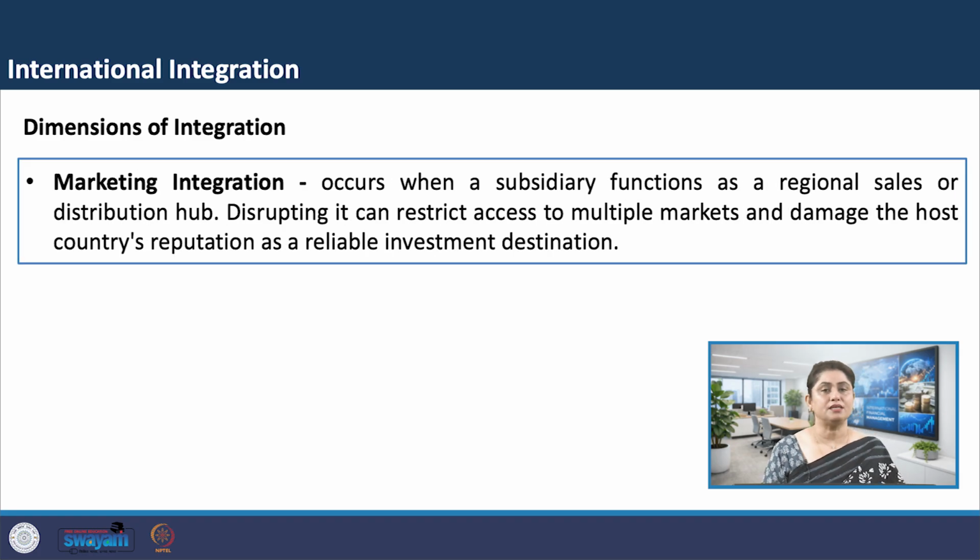The second dimension is marketing integration. Here, the subsidiary serves as the regional sales hub, a distribution center for the MNC's product across a broader geographical area, not just the host country, but neighboring markets as well. If the subsidiary is disrupted, access to the entire regional market is lost. The host country starts to look unreliable for doing business in the region, which harms its reputation and makes it harder to attract future foreign investment.